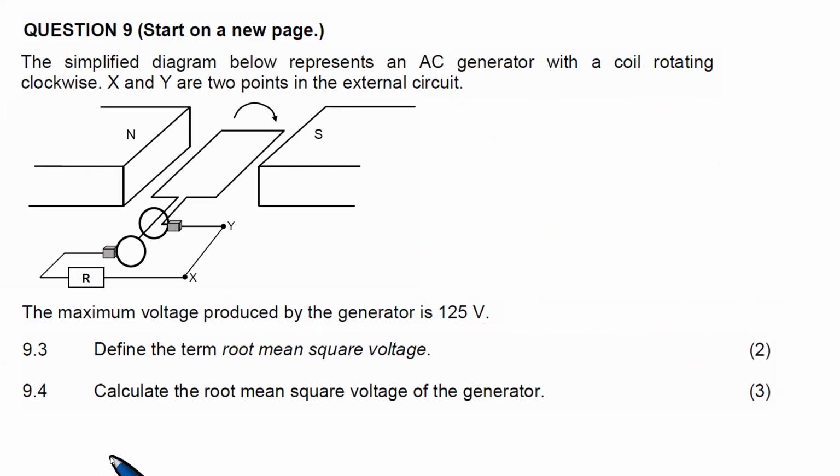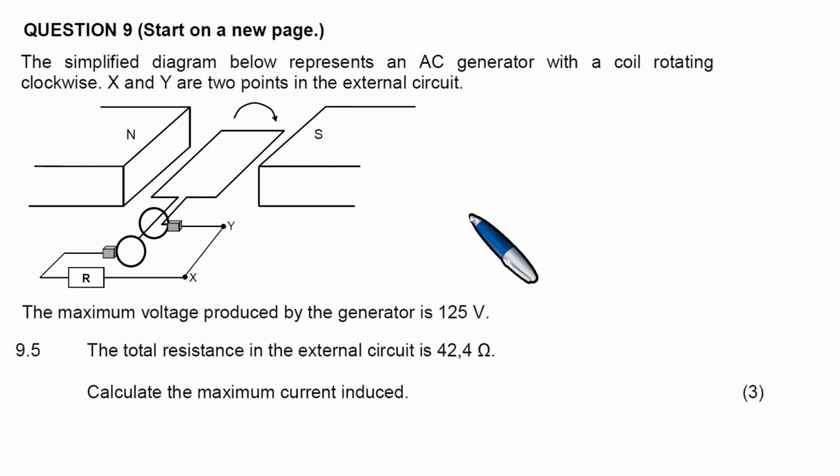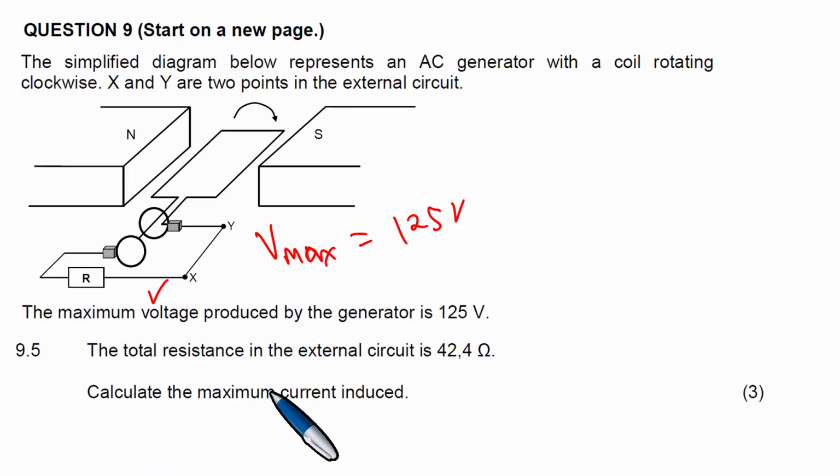Let's look at the next one. Now, here, the officers have been told that the maximum voltage, which means Vmax, is 125 volts. Now the total resistance in the external circuit is 42.4 ohms. Calculate the maximum current induced. What's the answer?